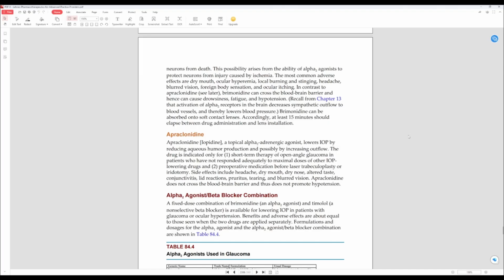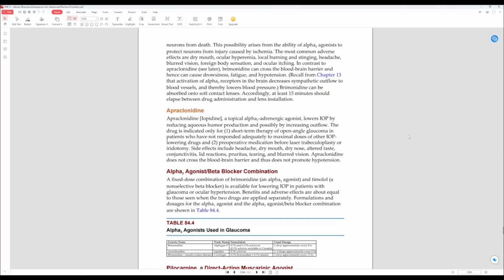The most common adverse effects are dry mouth, ocular hyperemia, local burning and stinging, headache, blurred vision, foreign body sensation, and ocular itching. In contrast to apraclonidine, brimonidine can cross the blood-brain barrier and hence can cause drowsiness, fatigue, and hypotension. Brimonidine can also be absorbed into soft contact lenses, so at least 15 minutes should elapse between the drug administration and the contact lens insertion.